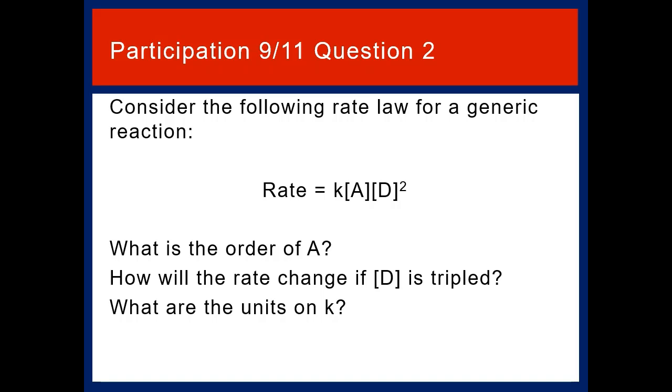This is the second question on participation 911, due Friday, September 11th at 11:59 p.m. over on Blackboard. Link to the assignment is right below the document where these videos are posted. Again, consider the following rate law for a generic reaction. Rate is K, concentration A, concentration D squared. What is the order of A? How will the rate change if concentration D is tripled? And what are the units on K? So, three parts to question 2.